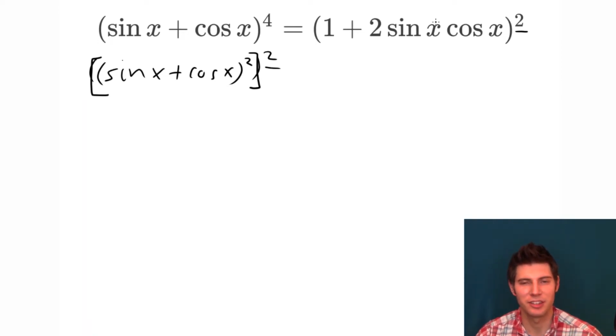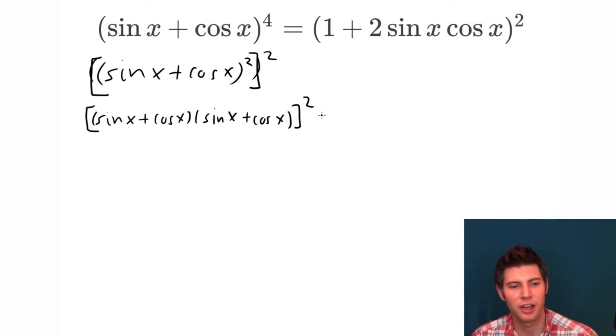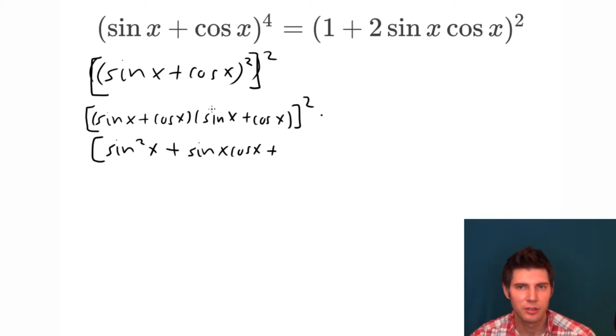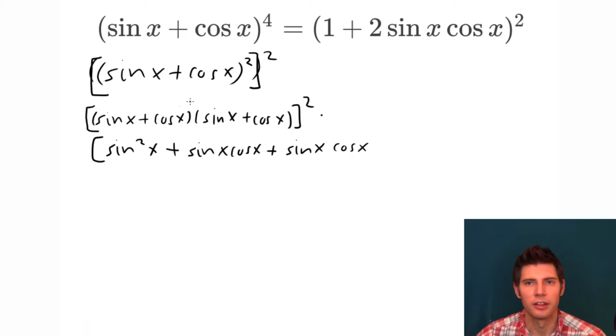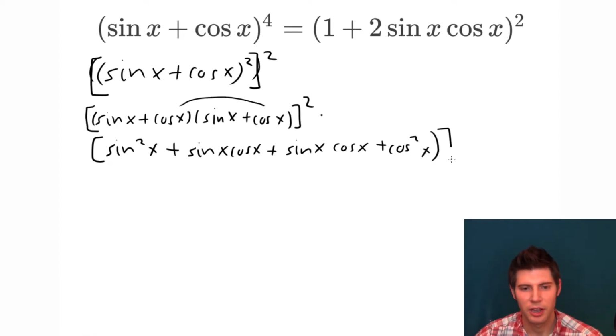So I just need to make the inside look like this piece. That's going to save me a whole lot of work to recognize that. And this isn't too bad. We're just going to FOIL this out. So I just rewrote it as sine x plus cosine x times sine x plus cosine x. Now when we FOIL it, we get sine squared x plus sine x cosine x plus, and then the cosine x times sine x, I'll also write that as sine x cosine x because the order doesn't matter. And the last one is the cosine times the cosine, which is cosine squared x. And then all of this is still squared.